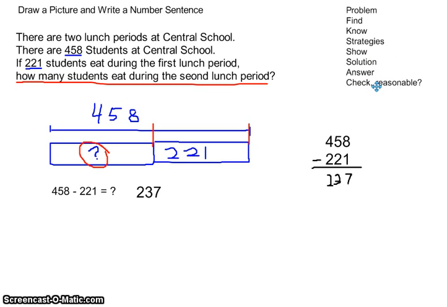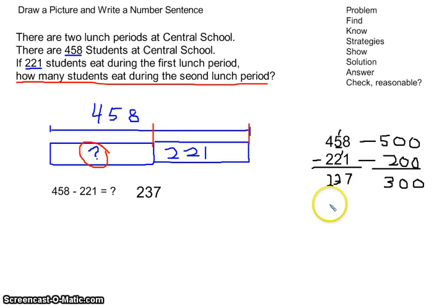our answer is reasonable. So to do that, we're going to have to go back and round this. 458, well, the 5 in the tens place says round up, so it becomes 500. 221, well, the 2 in the tens place says to round down, so this becomes 200. 500 minus 200 is 300. 237 is close to 300. This is rounding up a bit and this is rounding down, so we lost some numbers there. But I would say 300 is a pretty reasonable estimate.